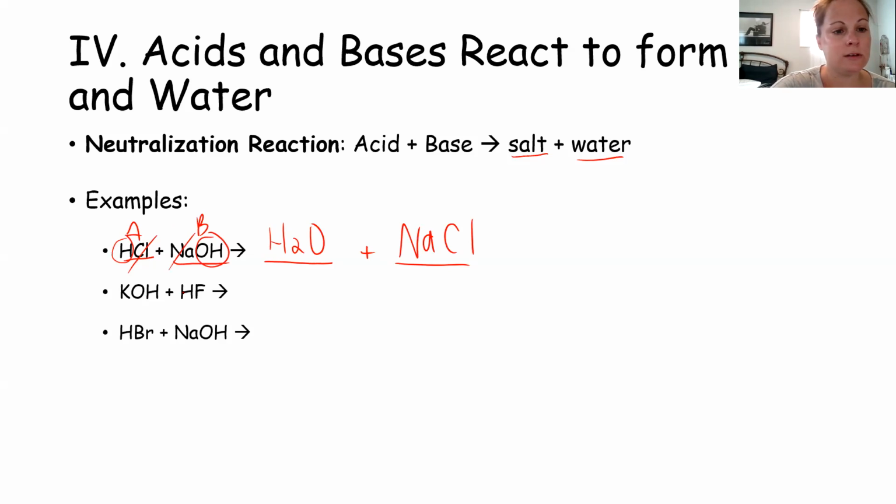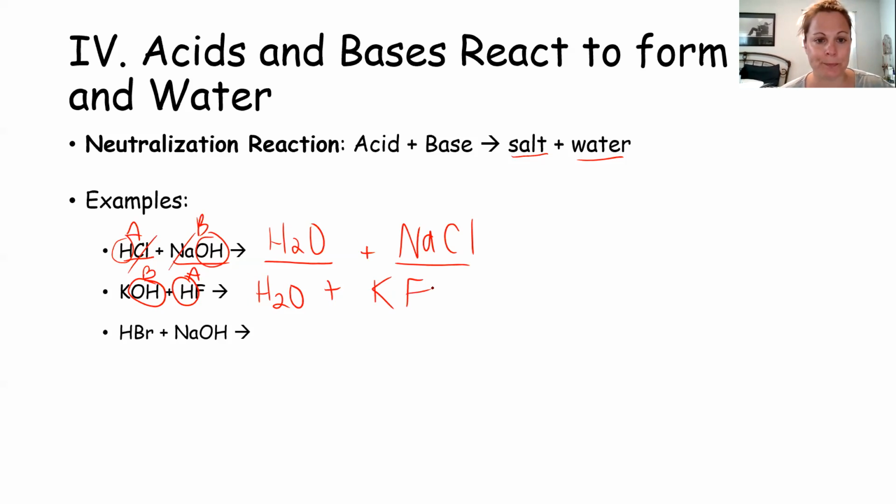Try number 2, KOH plus HF. Which one's the acid? Which one's the base? I see OH, so that's my base. I see H, that's my acid. How am I going to get water out of this? Well, H and OH, which means my salt is K, potassium, and F for fluoride.